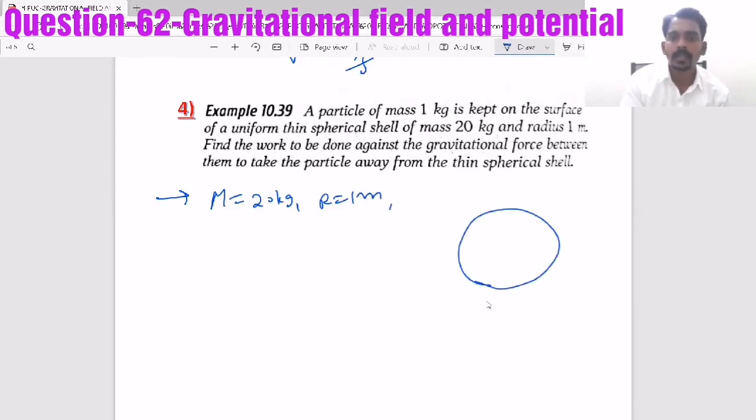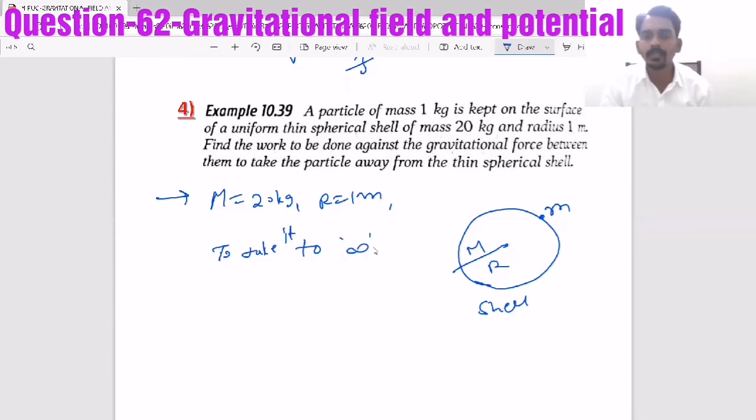Now it is a thin uniform spherical shell. This is the shell. They have given the mass and the radius, and one mass is kept on the surface. Now find the work to be done against the gravitational force between them to take the particle away from the thin shell. Away from the thin shell means to take it to infinity, because you have to take it away from it completely.